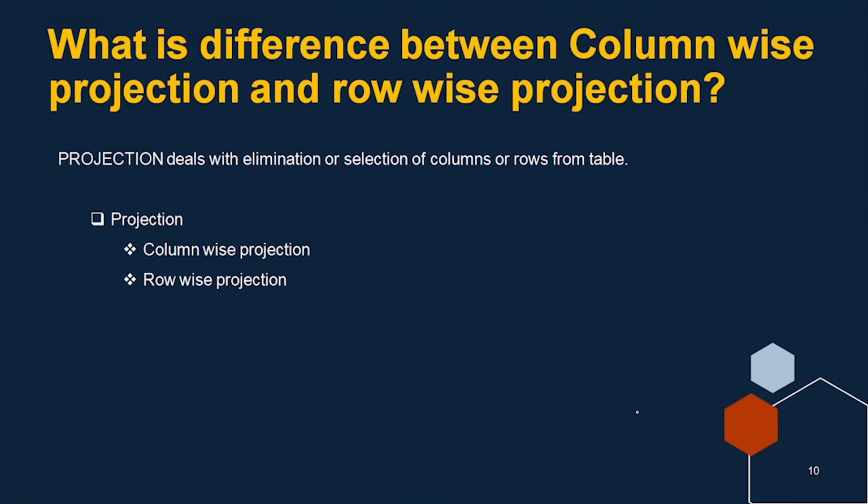What is the difference between column-wise projection and row-wise projection? Projection deals with the selection of columns or rows from the table. So projection is divided into column-wise projection and row-wise projection. I am giving this example.